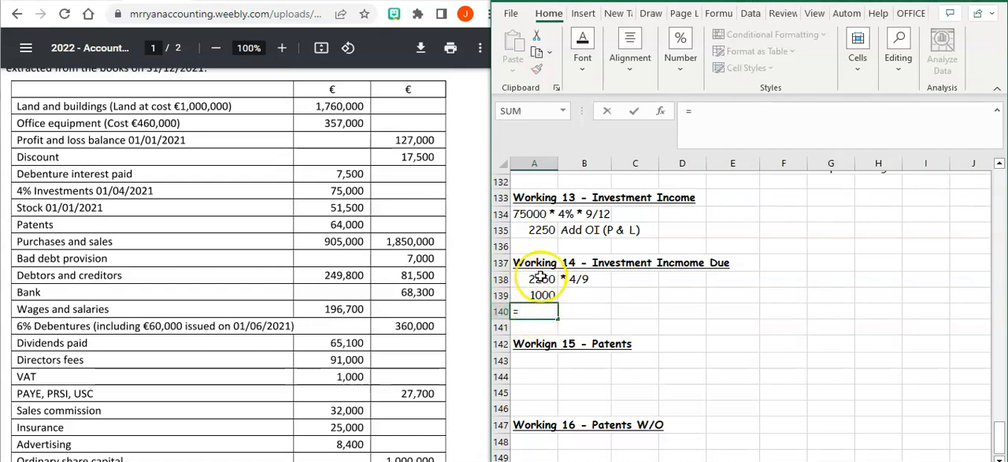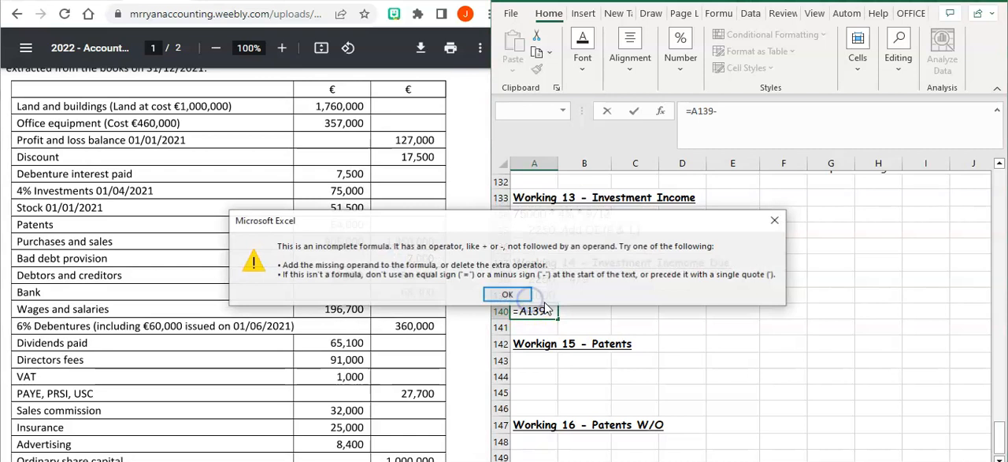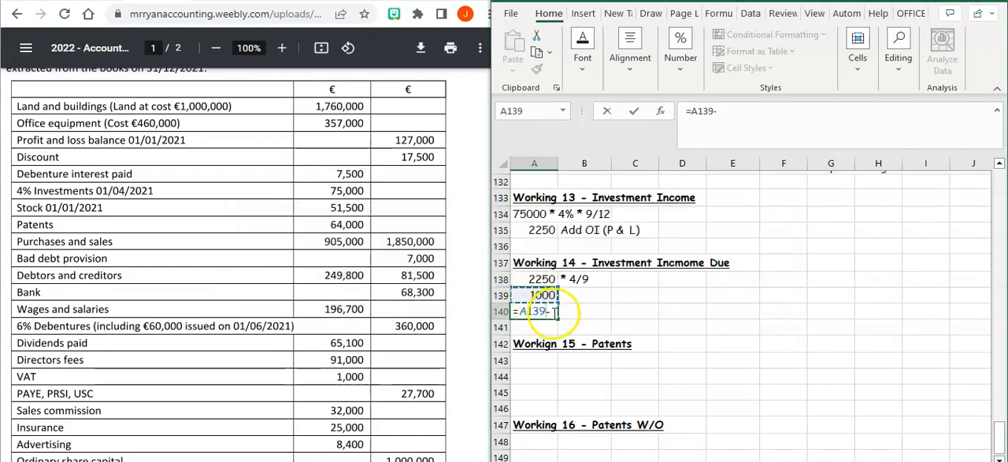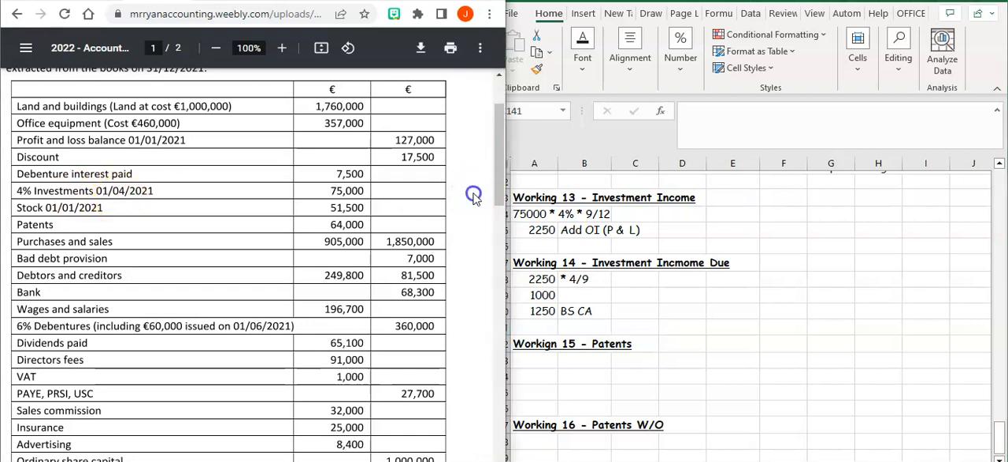So what's left to receive then is the difference between the two, and that's going to be your due figure. So 2,250 is the yearly amount. We received 1,000 that was incorporated as part of our patents. So what we've left to receive, which is the due amount, is the 1,250 that goes into your balance sheet as a current asset. So our investment income for the year, 2,250, is taken from 4% investments that are on the 1st of the 4th. So you want to have it for 9 months.